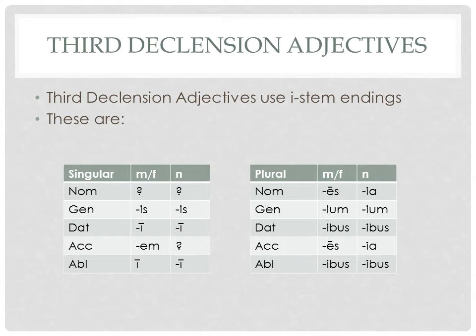Now, in the plural, we're going to see a similar setup here. In the nominative plural, long ES for the masculine and feminine. The neuter is going to end with IA. Notice the I there because we are using the I stem endings. In the genitive, we're looking at IUM, regardless of gender. In the dative, IBUS, regardless of gender. Again, the accusative matches up with the nominative, and the ablative plural matches up with the dative plural. And so these are the endings that we're working with when we're using adjectives. It's actually a little bit easier than first and second declension when you think about how few there are here.